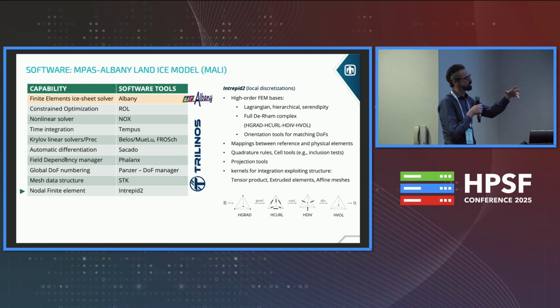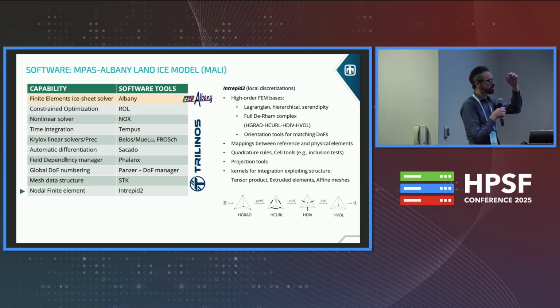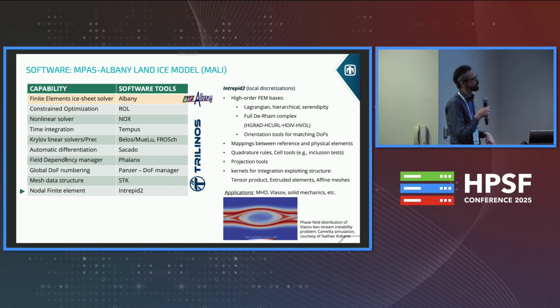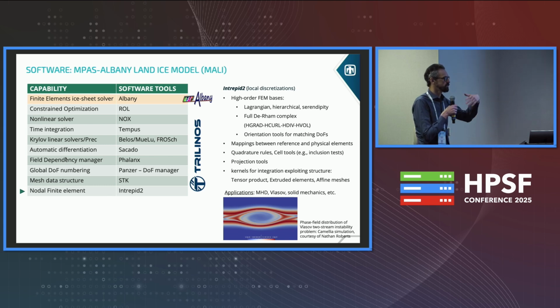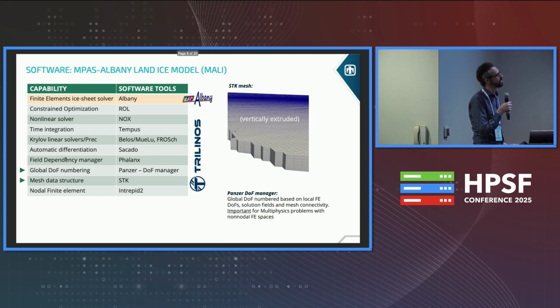More recently, we have added some kernels for integration that exploit the structure that you might have. For example, if you have tensor product elements, we can use some factorization, or if we have extruded elements or affine meshes, these integration kernels are optimized for these cases. For the ice sheet application, we mainly use nodal finite elements, but other applications, such as this example of a Vlasov simulation in Camellia, or magnetohydrodynamic and solid mechanics applications, use more advanced and higher-order finite elements in some cases.